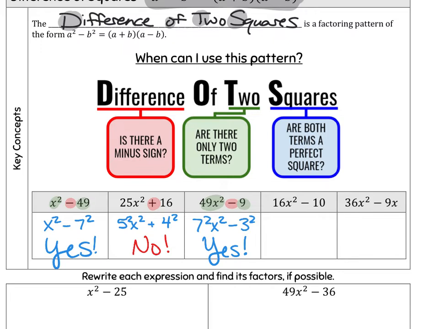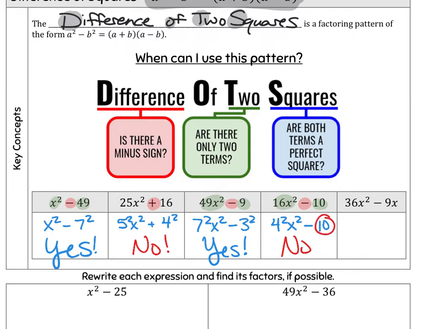Okay, the next one. Am I subtracting? Yes. Are there 2 things? Yes. Are they perfect squares? Well, 16 is 4 squared, and then I have x squared. Is 10 a perfect square? No. So this would be a no, because this 10 right here is not a perfect square.